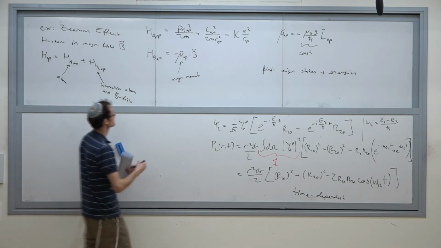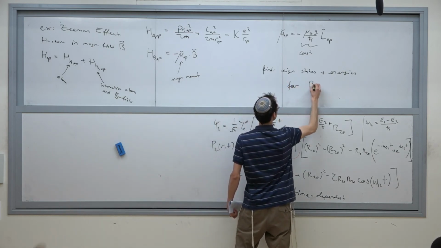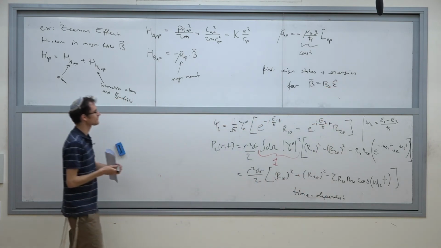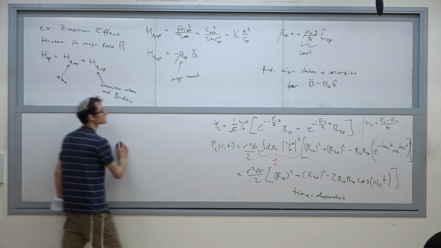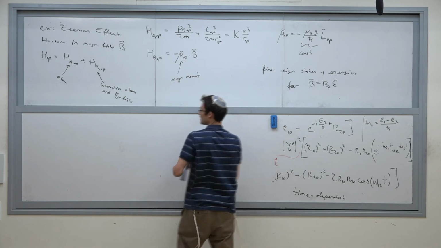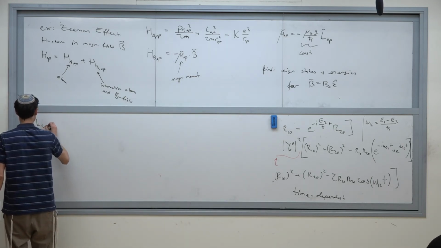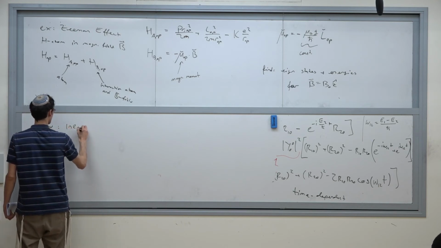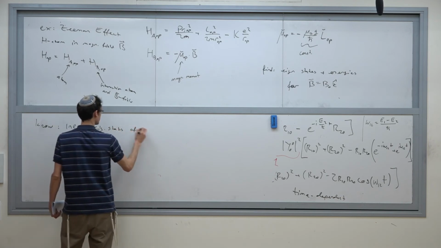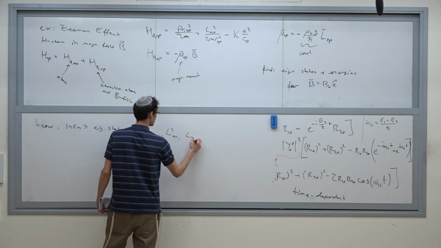I'll tell you one thing. For B equals B0 Z hat, so it's a uniform magnetic field in the Z direction. Forgot to tell you that, sorry. So we know, as I just mentioned, that NLM are eigenstates of three operators: the atomic Hamiltonian, L squared, and Lz.